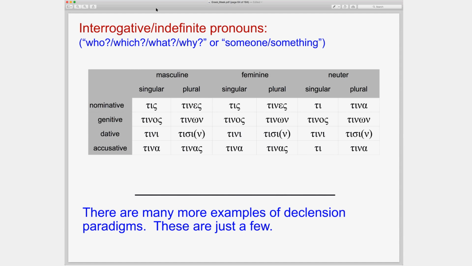Interrogative and indefinite pronouns can either be interrogative, as who, which, what, why, or indefinite, someone, something. Now, they've used diacritical markings, accents, in some manuscripts to distinguish those. There are many more examples of declension paradigms. These are just a few.